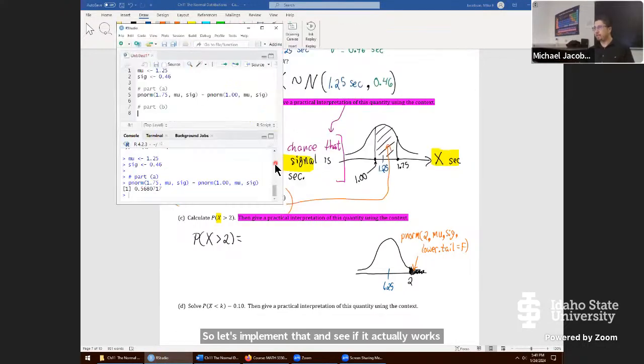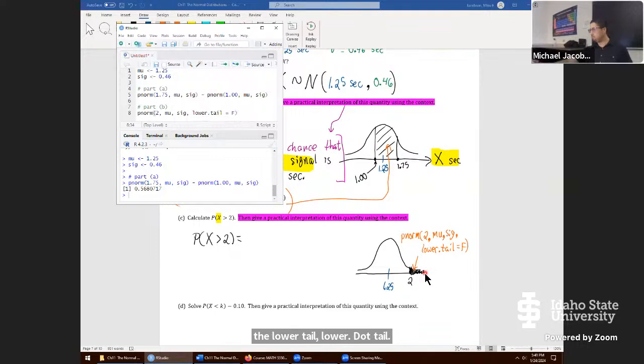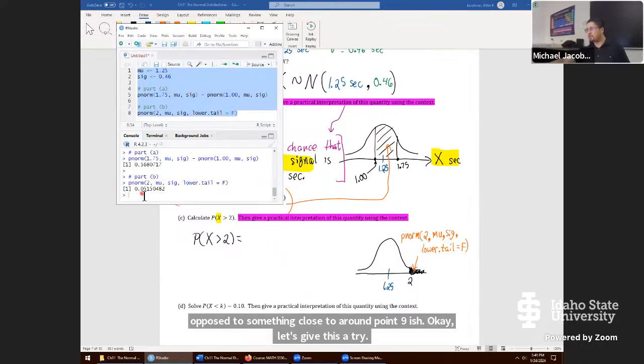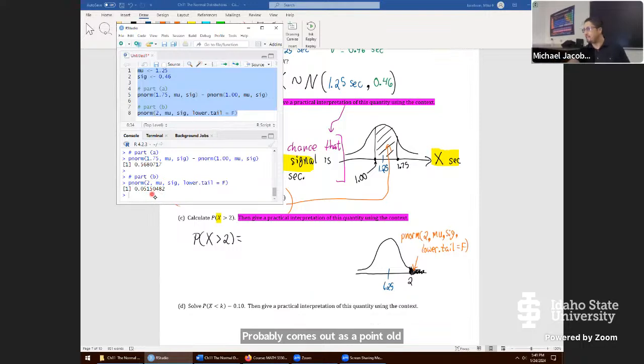So for part P, we're going to put in pnorm 2 from right here in the question. Mu and sigma are pretty much always going to be the next 2 inputs, no matter what, since those are the stated parameter values. But this one is a little bit special. We have to control the lower tail, lower dot tail, set to false. If you have that set in, then we should be getting a probability that's small as opposed to something close to around 0.9-ish. Okay, let's give this a try. Probability comes out as a 0.0515. So let's write that in.